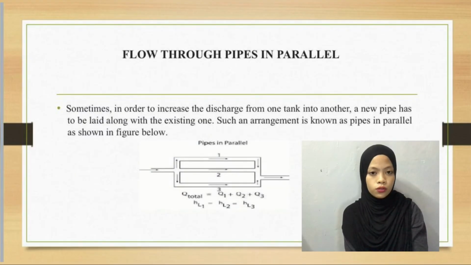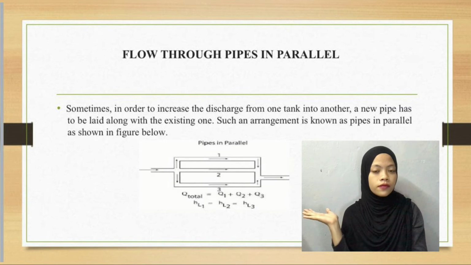Flow through pipes in parallel. Sometimes, in order to increase the discharge from one tank into another, a new pipe has to be laid along with the existing one. Such an arrangement is known as pipe in parallel, as shown in the figure below. This is an example of pipe in parallel.